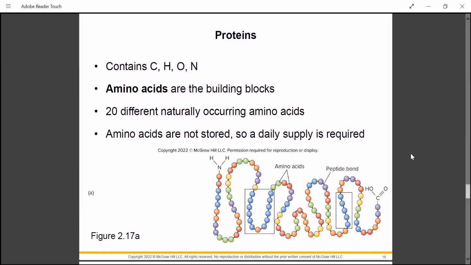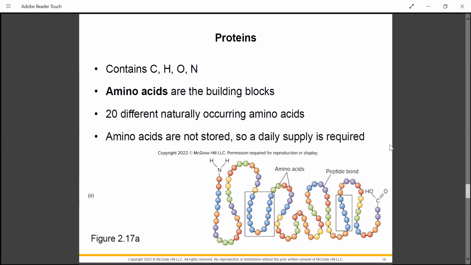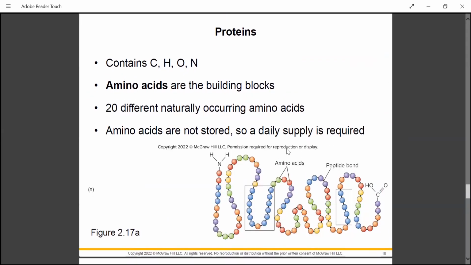Okay, proteins. So these are going to contain carbon, hydrogen, oxygen, and nitrogen. So when we're discussing proteins, our building blocks are going to be amino acids. So amino acids are the building blocks of our proteins. So we have 20 different naturally occurring amino acids. Some are considered essential versus non-essential, meaning that our essential ones we have to eat to be able to get them into our body. The non-essential ones our body can produce or create itself, but our essential amino acids we have to eat.